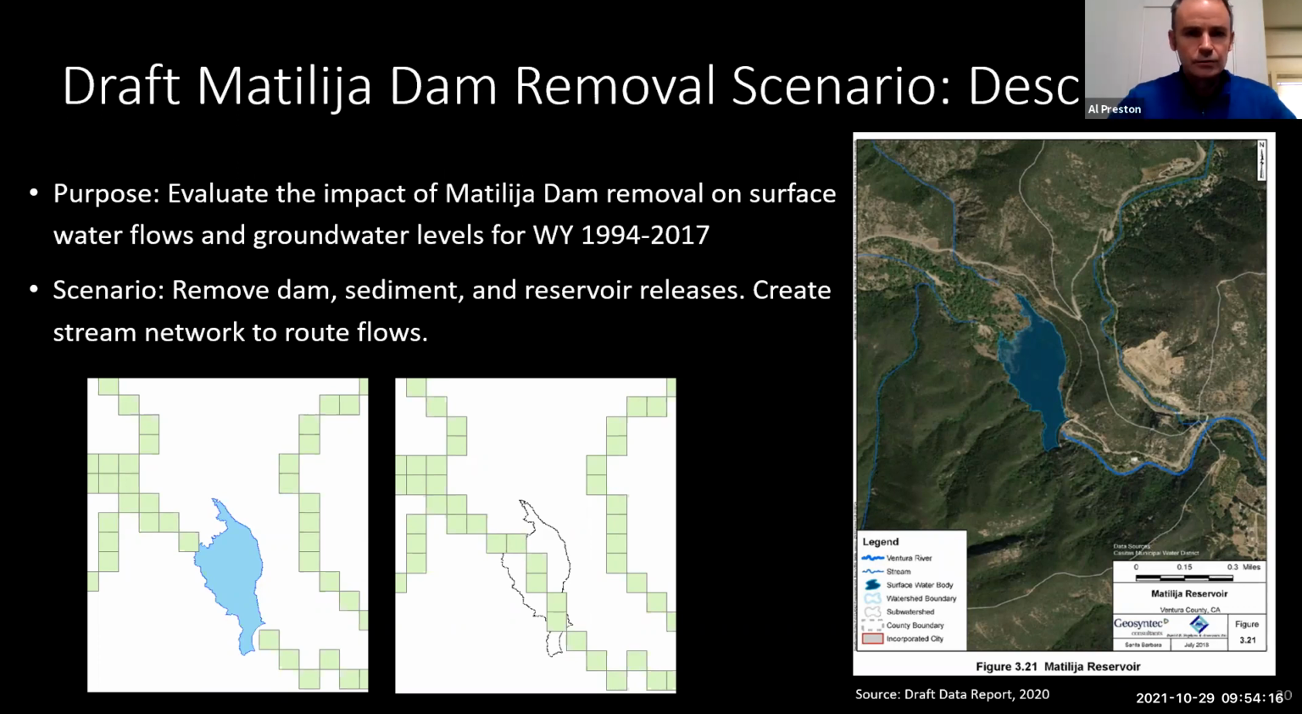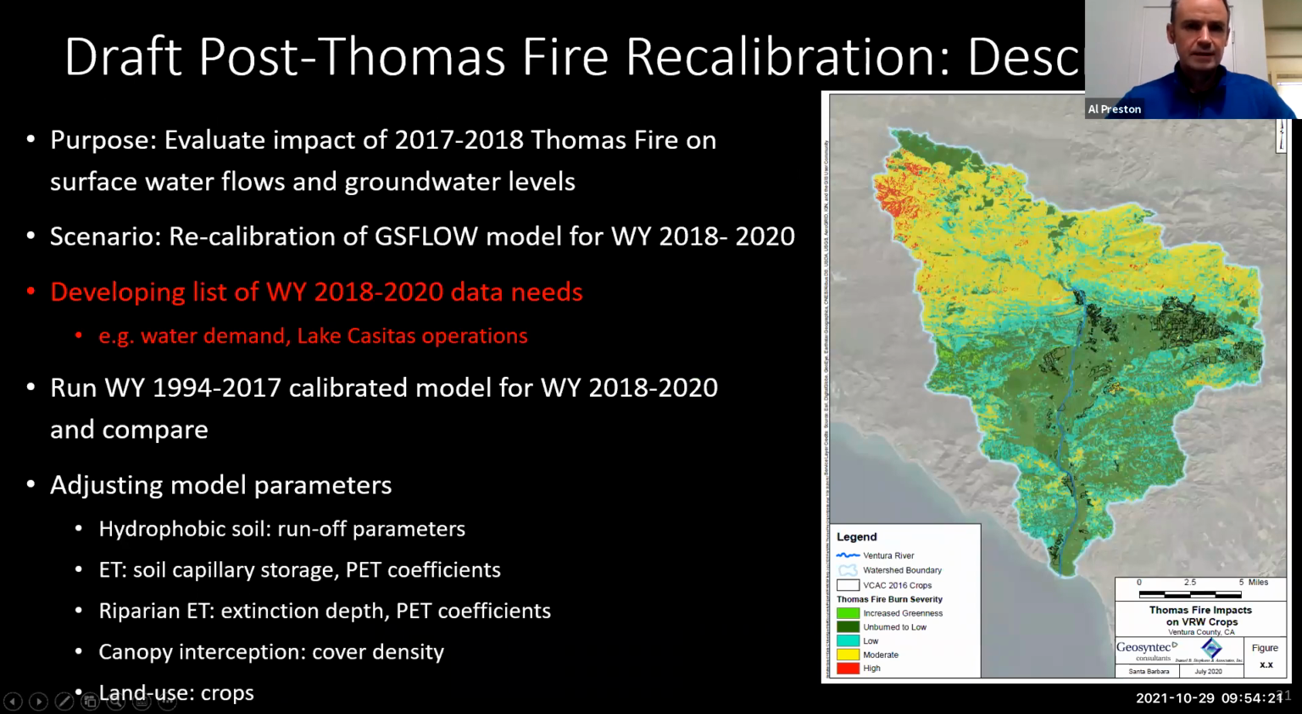Let's move along to the fourth scenario, and this one is a little more than a scenario. We called it a recalibration because we're actually going to get in there and change some of the model parameters to try to capture the effects of the Thomas fire. Just to refresh your memory, the Thomas fire burned in late 2017 through 2018. It burned, I forget the fraction, maybe three quarters of the watershed, pretty much all the non-urban or non-ag areas burned during that fire.